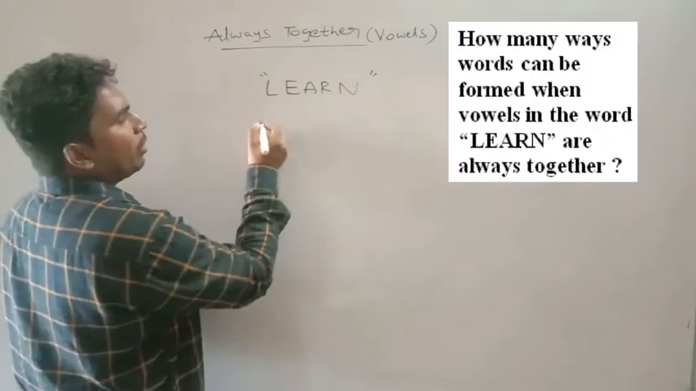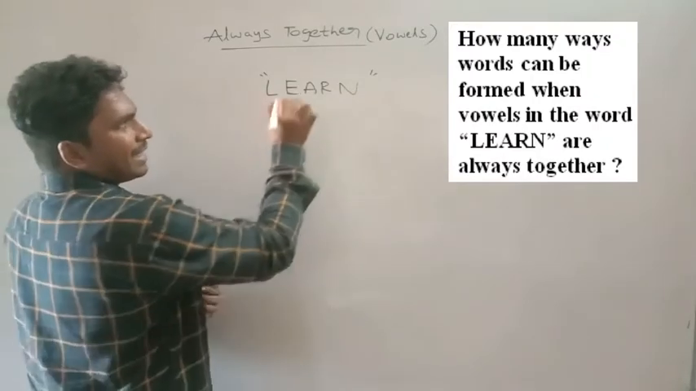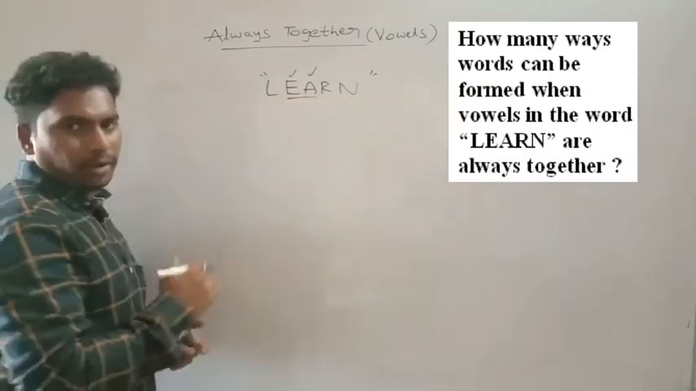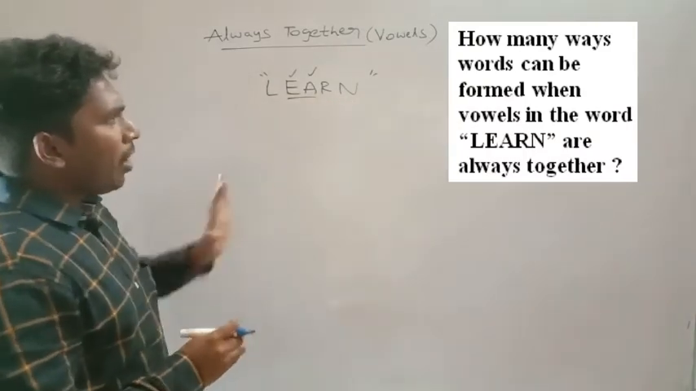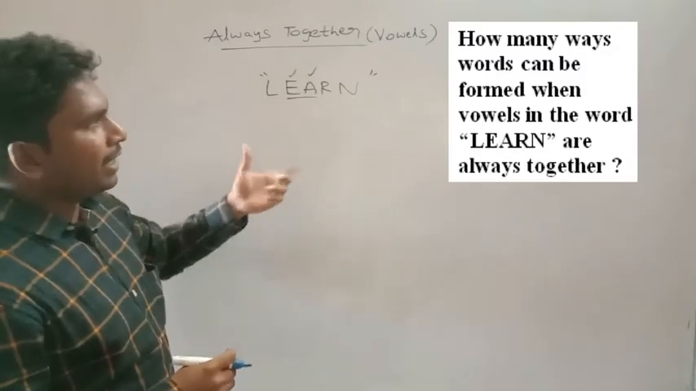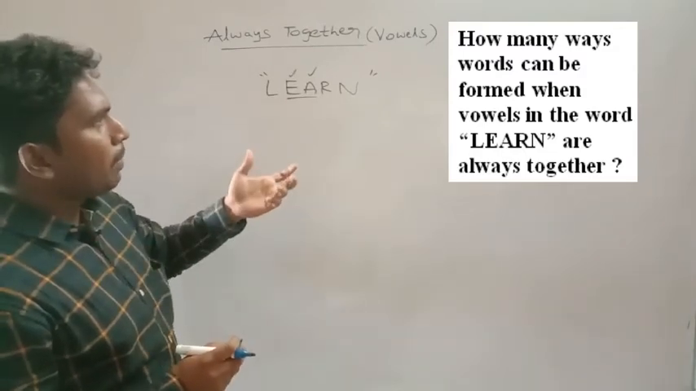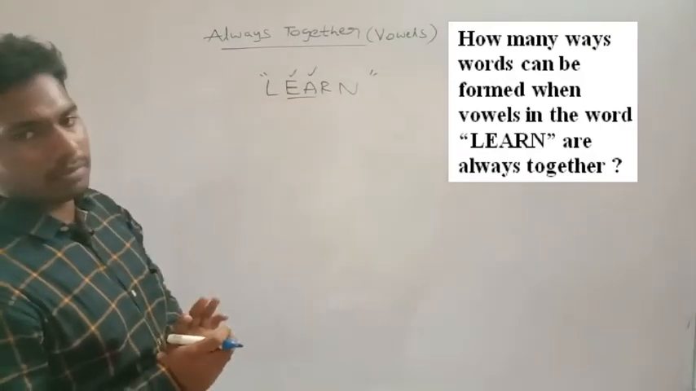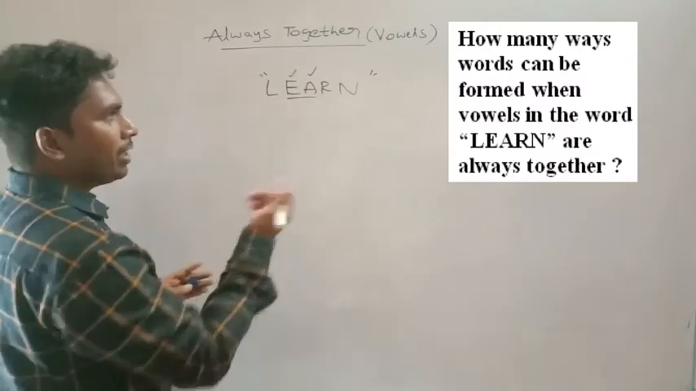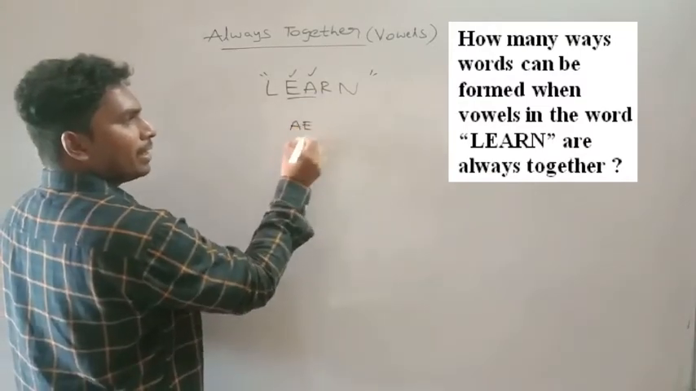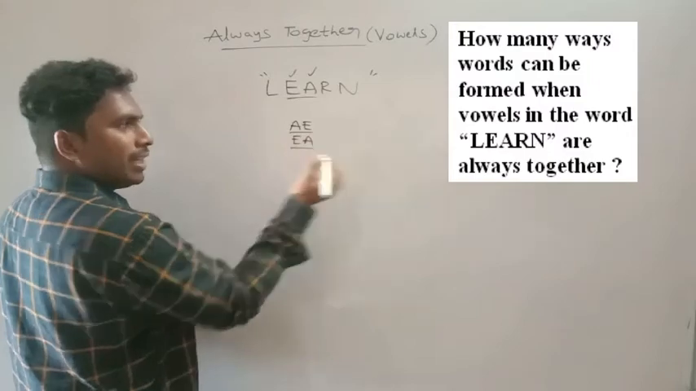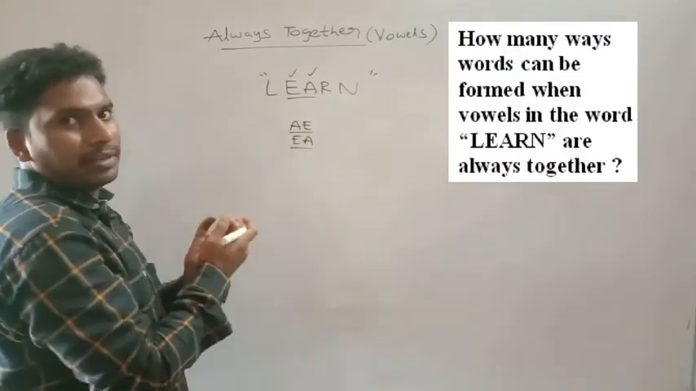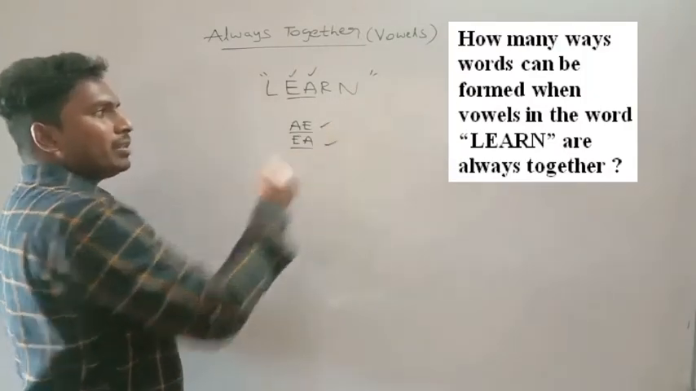So what are all the vowels here? E and A. These are the vowels, and the remaining three are consonants. They are asking how many ways you can rearrange the letters, but A, E always come together. So A, E or E, A. In both cases they are together, right? Together means they have to be side by side. This is valid and this is also valid.